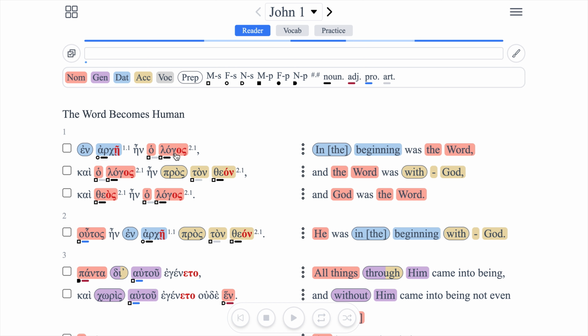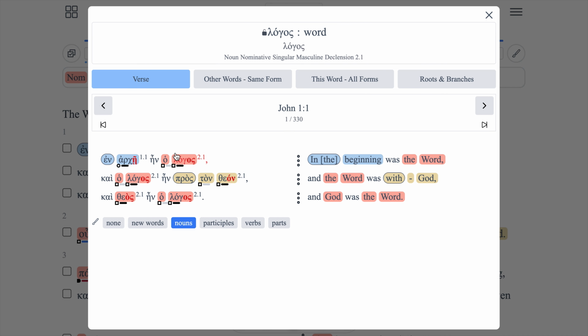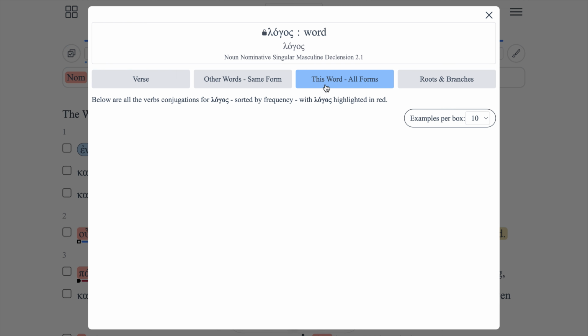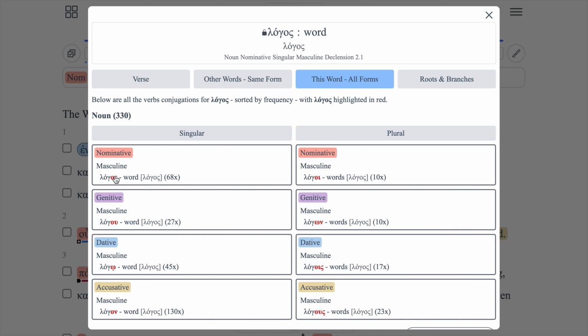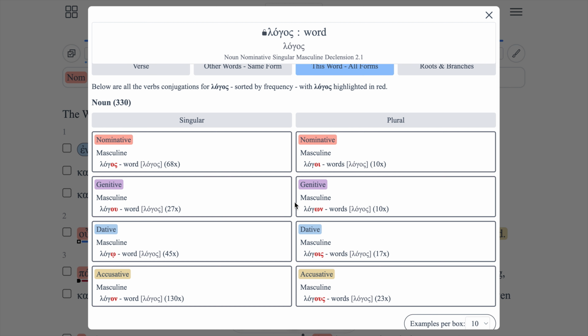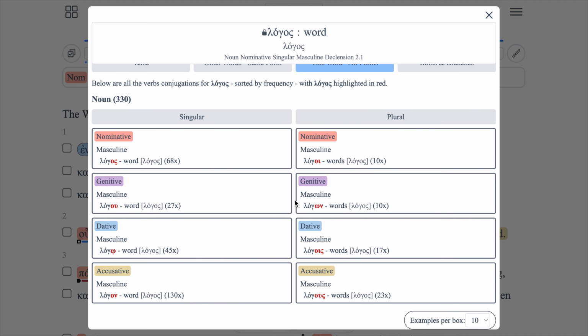Tap on the word logos and click on the This Word All Forms tab. We can see that the singular is logos, but the plural is logi. So we're just changing the ending of the word to indicate that it's plural. However, you might notice that the word logos has 4 different types of singular and 4 different types of plural. This is because the singular and plural endings change based on how the noun is used in the sentence. We call these 4 categories the noun's grammatical case.